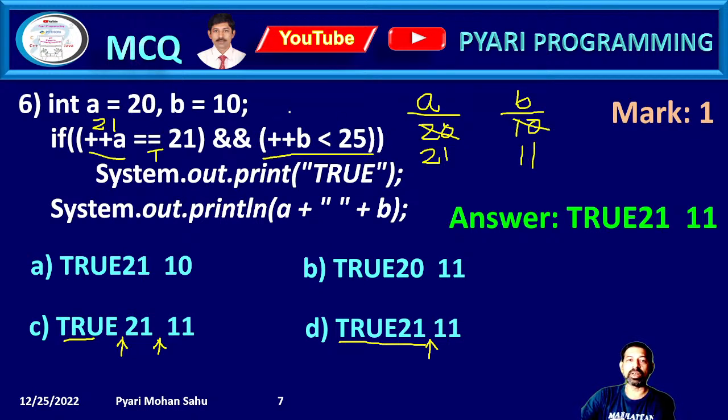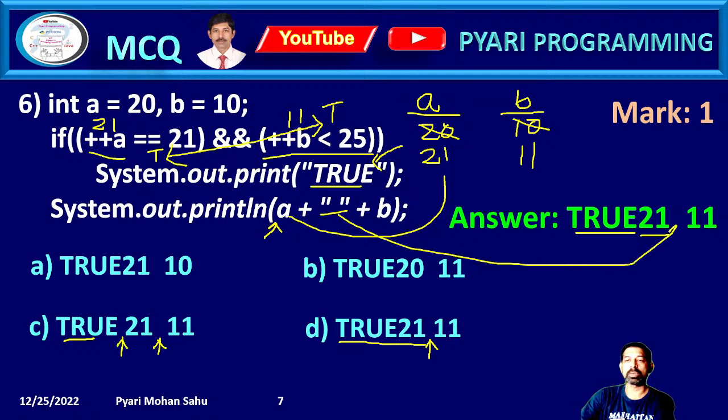Now 11 is less than 25. This one is also true. Where both the conditions are true, the result is true. So the result is true, it will display true. And we don't have space after this. You might have seen that no space after this, and here also no space before A. What is the A value? A value is 21. So immediately after this it is displaying 21. We have some space, so that's why we are getting the space. Now after this B value, what is the B value? B value is 11. So that's why it is displaying 11.